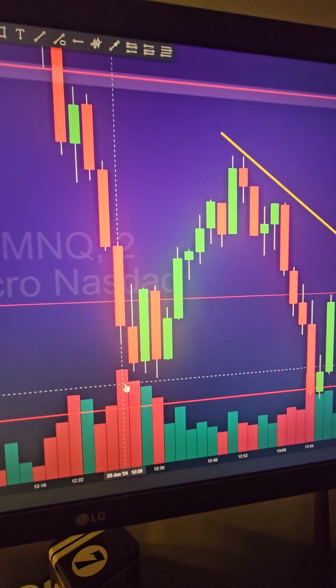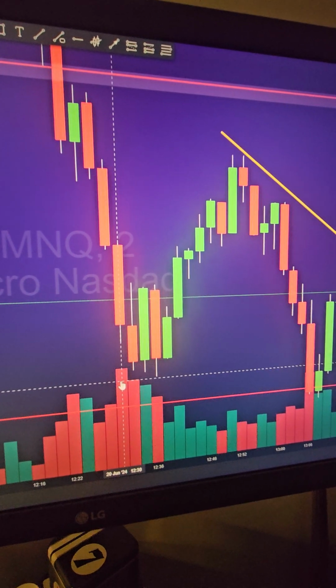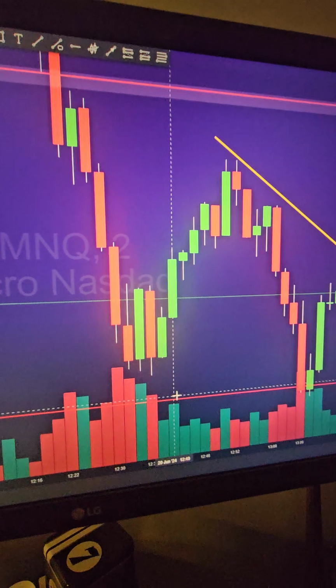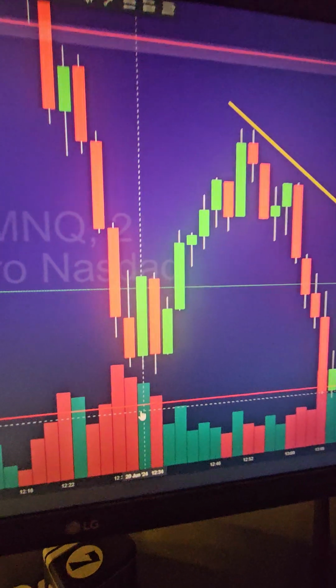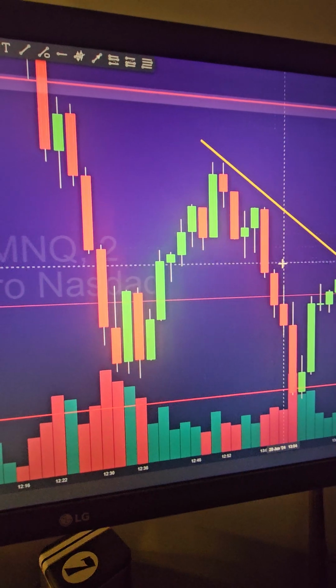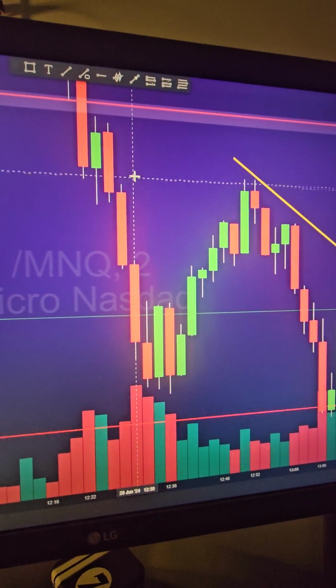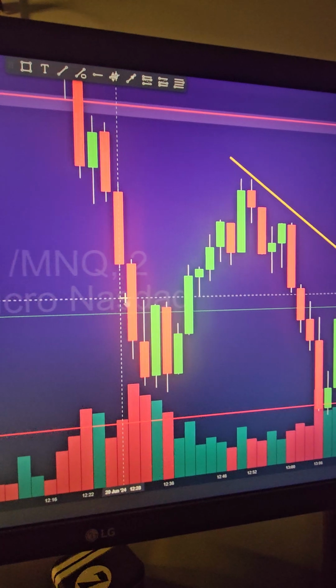The red bars are when there's a higher amount of sell volume versus buy volume, and the green bars are the opposite, higher amount of buy volume versus sell volume. Aside from that, we're just going to use a trend line. So in this case, this is the NASDAQ on a 2-minute chart. So each one of these bars is 2 minutes.